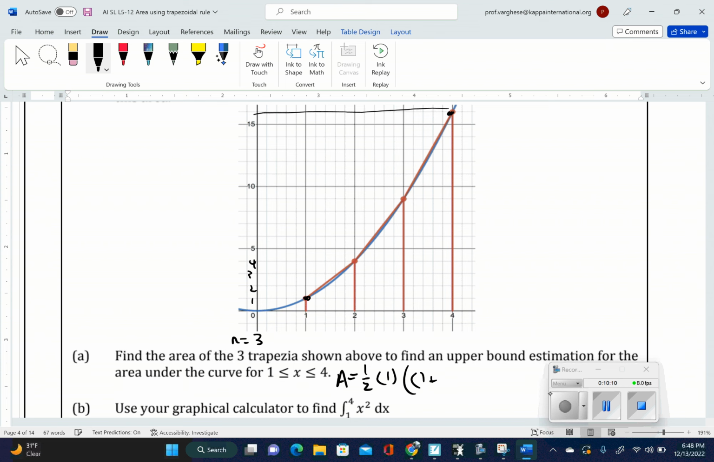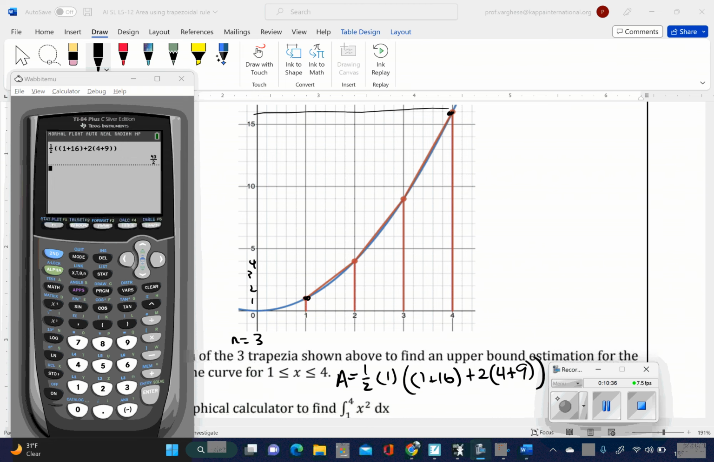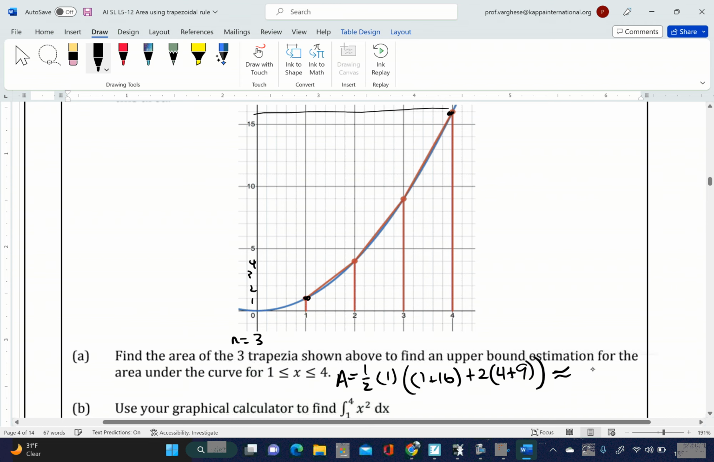So I'm going to do plus 16, and then I'm going to close that, put plus 2 times, and I'm going to put everything else, right? So this number right here is 4 plus this number right here is 9. So I'm going to close that, take that whole thing and plug that into the calculator. When I plug it into my calculator, I get 43 over 2. So my area is approximately 43 over 2 units.